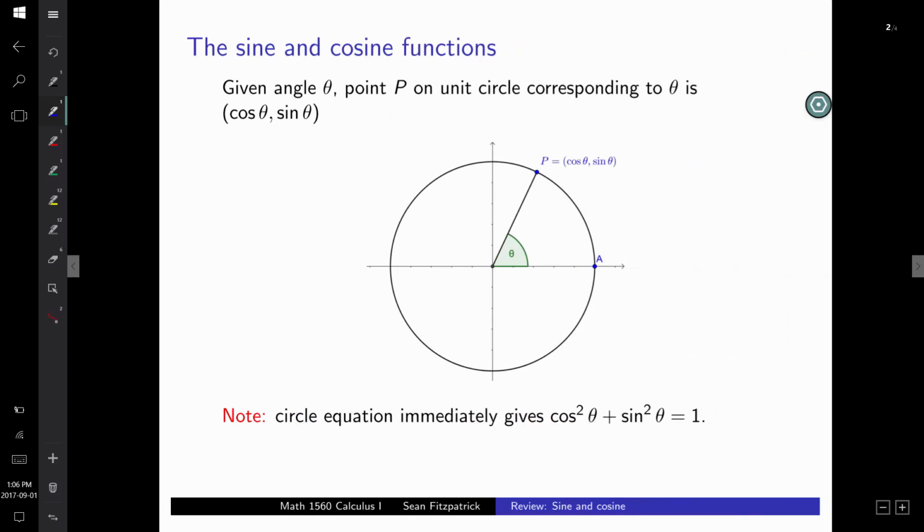Trigonometry tends to give students a fair amount of grief at some point or another in calculus, so it's a good idea to take a quick look at these guys. Now, how do we define sine and cos? There are two ways to define the sine and the cosine functions.